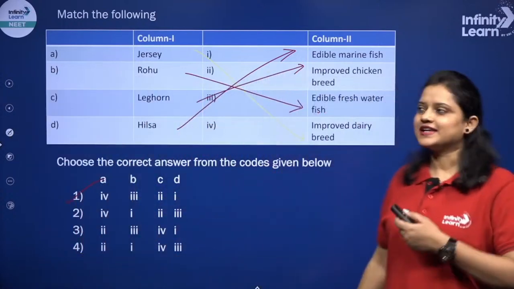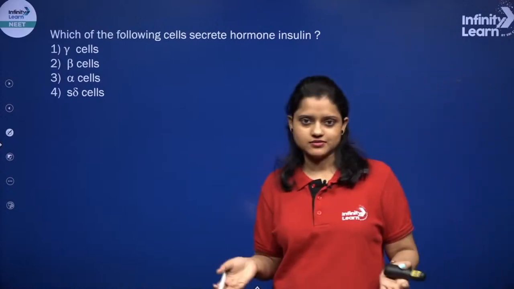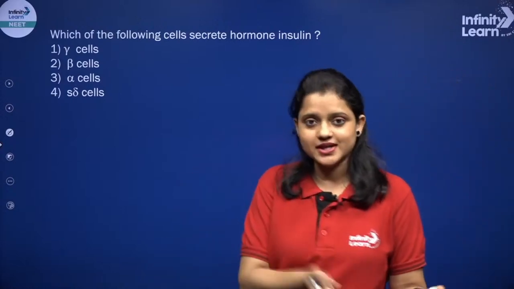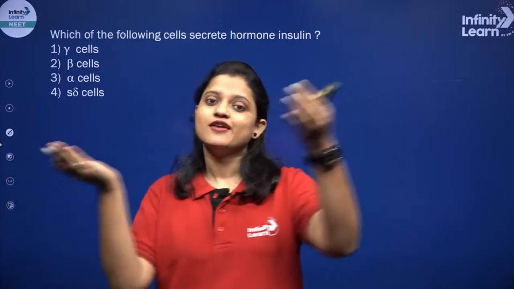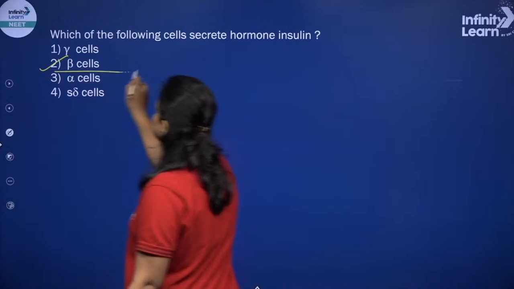Let's move on to our next question. Which of the following cells secrete the hormone insulin? Straightforward question. Beta cells of the islets of Langerhans from the pancreas will secrete insulin. So your answer will be beta cells.